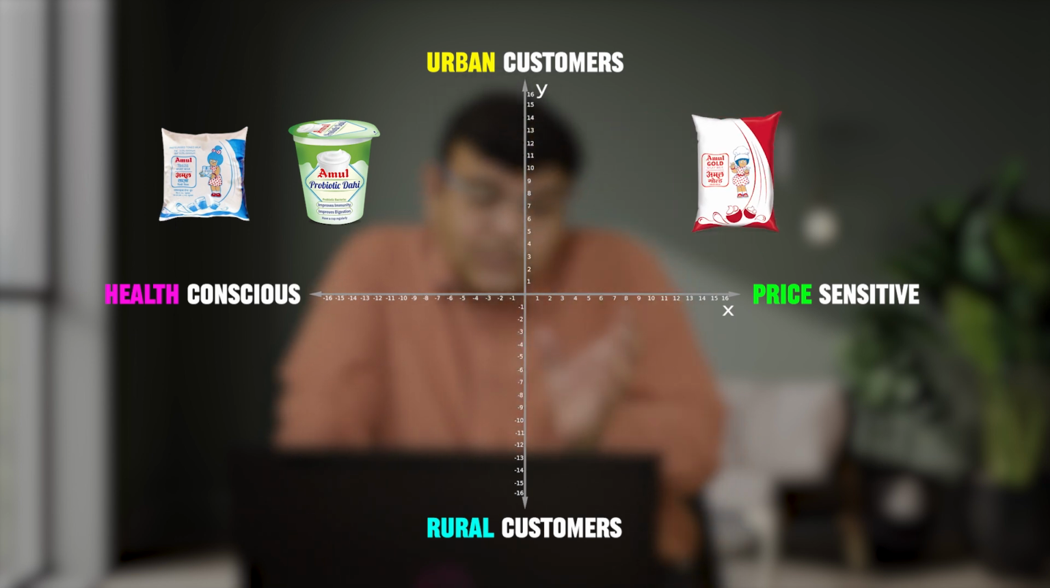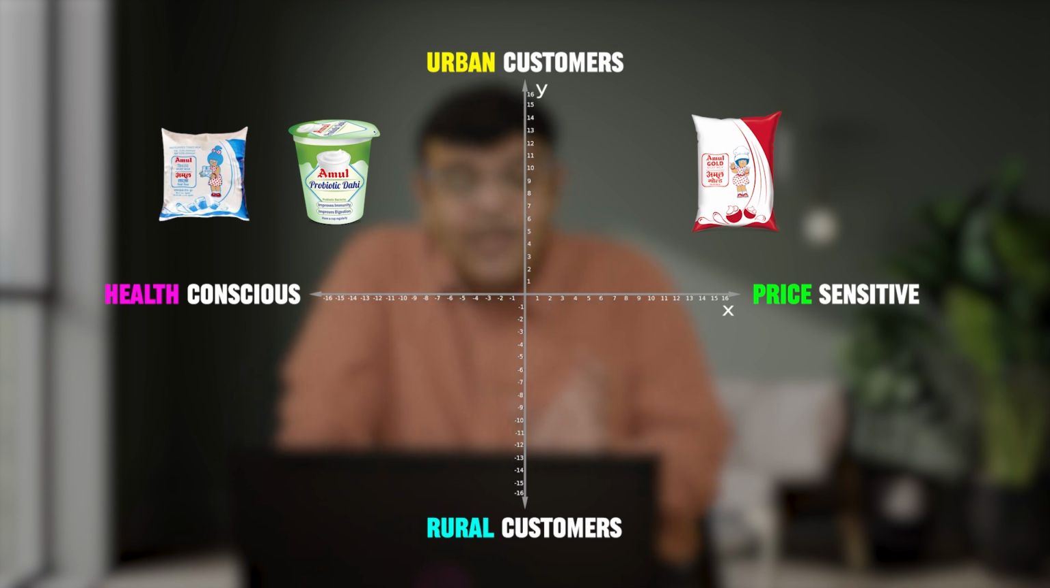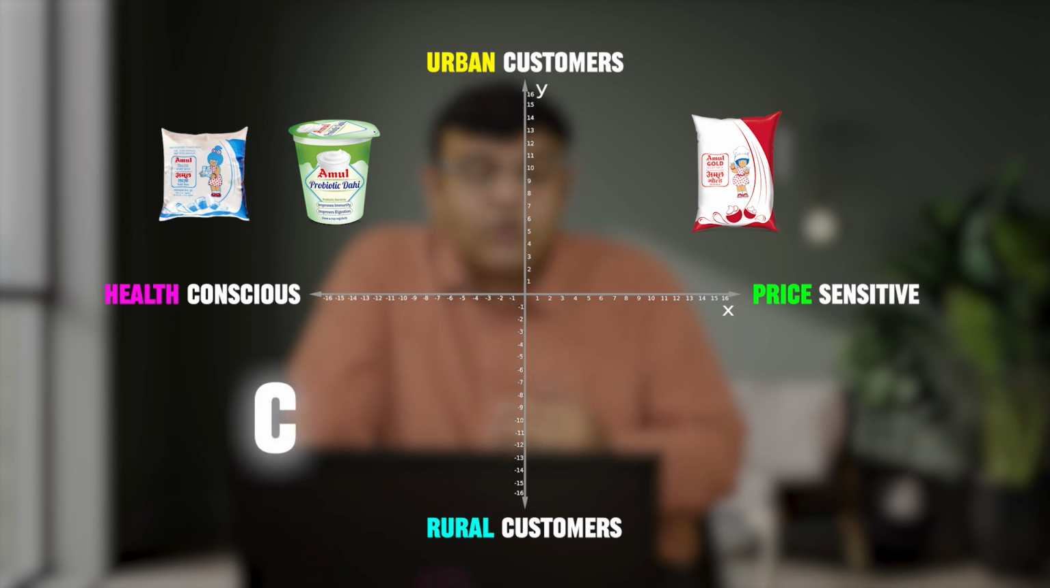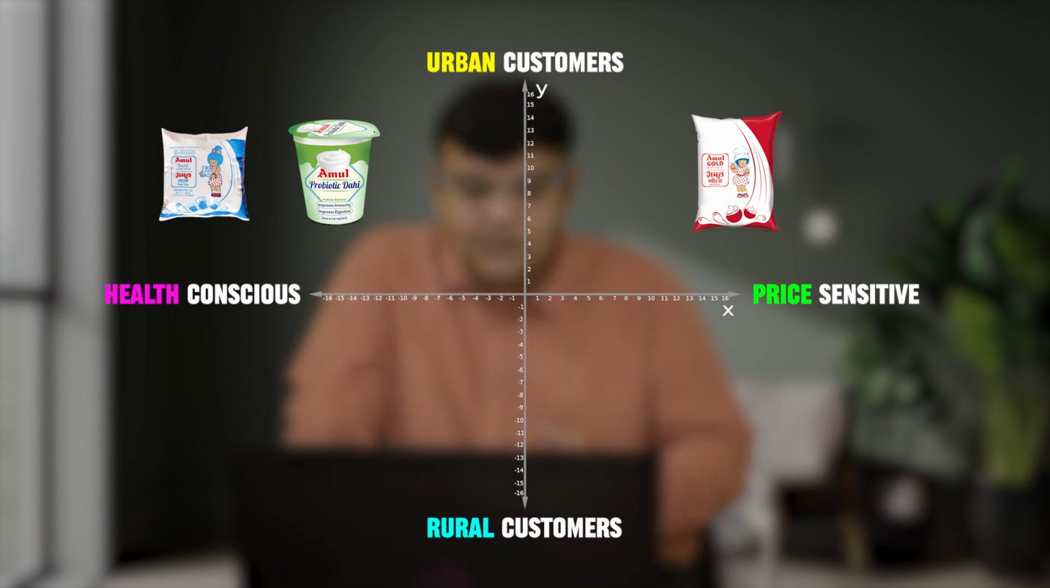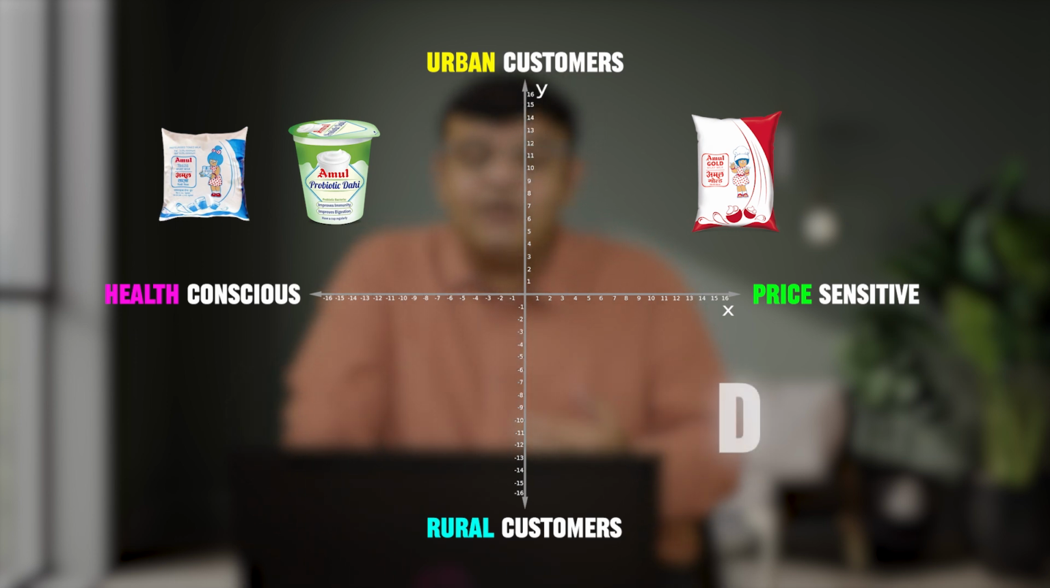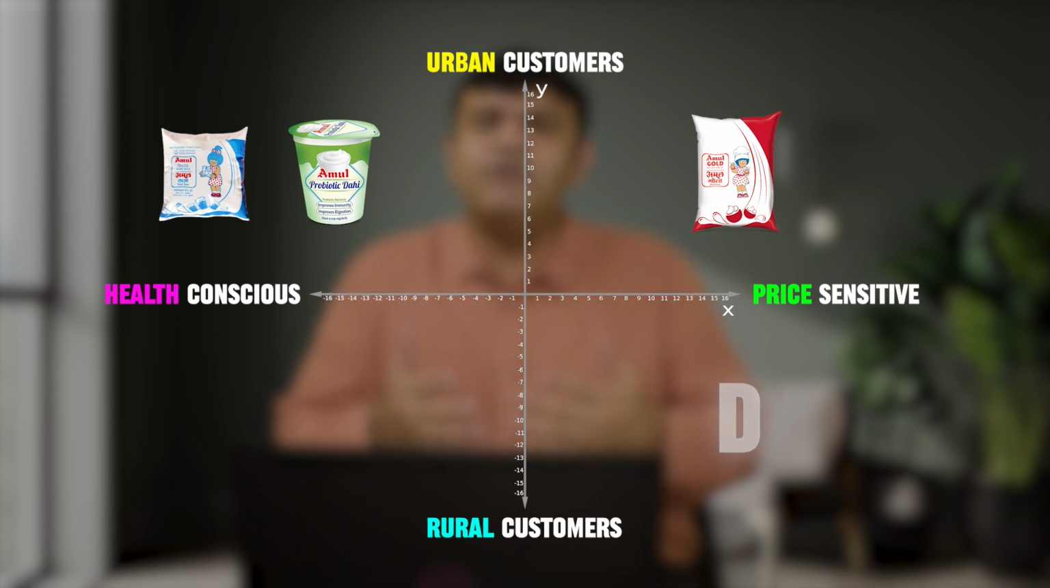Similarly, if you go to segment C, now this is rural but health conscious consumers. Now rural consumers are also increasingly prioritizing health and wellness. How does Amul cater to this? They offer nutritious dairy products tailored to rural preferences and dietary habits. Similarly, you have a segment D which is rural price sensitive consumers. Now friends, Amul can position various of their product offerings here, or they may even choose to omit this or not target this segment.